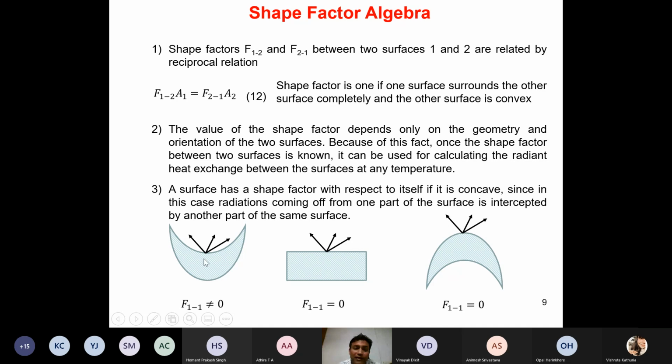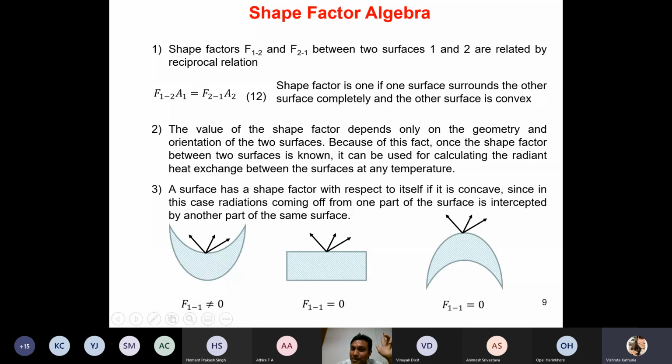For example, if you have another surface somewhere in between here, all the radiation emitted by that surface will mostly be intercepted by the second surface. So the shape factor of this particular surface with respect to the first surface, that means F21, is going to be 1. Remember, here we are talking about F11, the shape factor with respect to itself. Here we are talking about F21, the shape factor of a particular surface with respect to another surface, not with respect to itself.